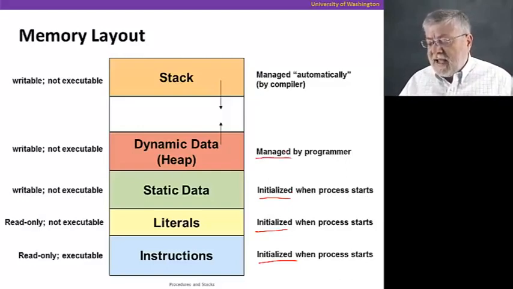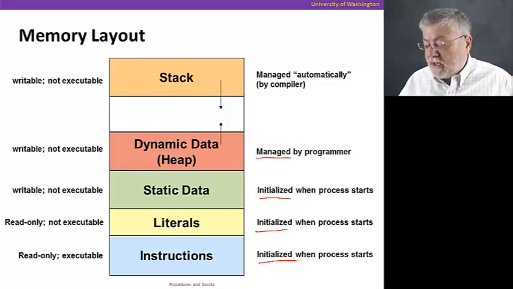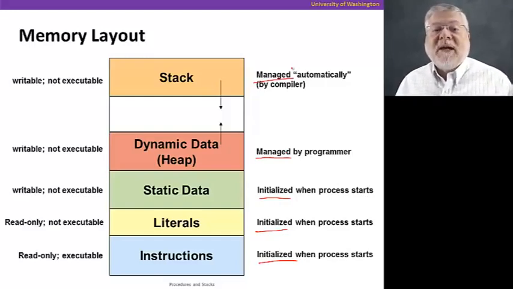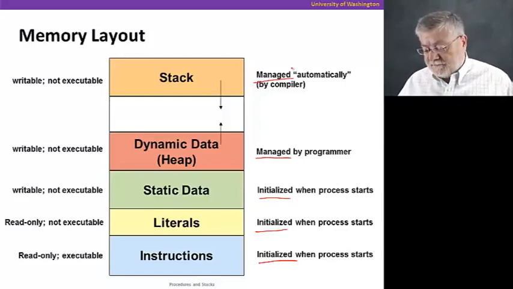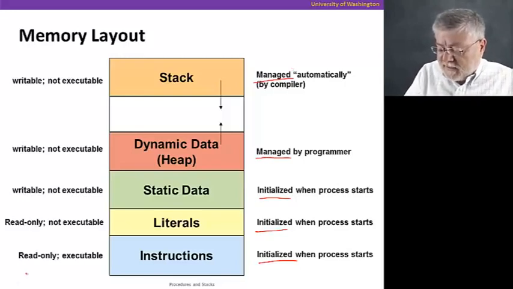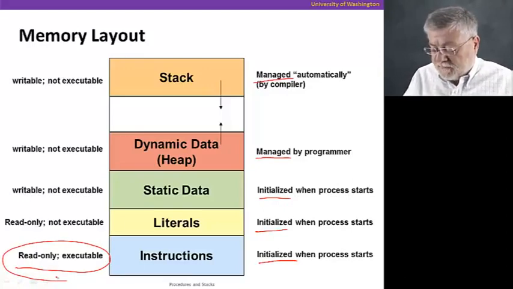The dynamic data is managed by the program, meaning we're writing in the program when to allocate more memory, when to create a new object, while the stack is managed automatically by the compiler. There's instructions inserted by the compiler to add things to the stack or remove things from the stack. Okay. Another aspect of these areas is that you'll notice that the instructions are read-only and executable, meaning we interpret the bits there as instructions for the CPU.